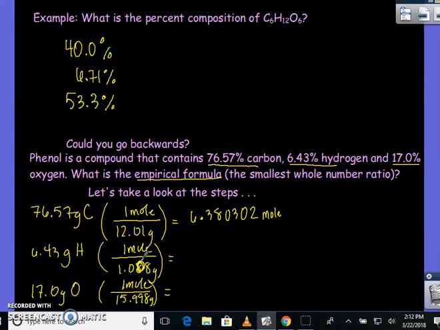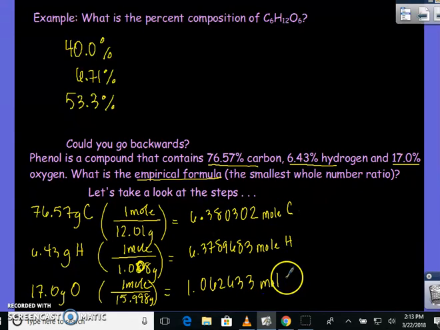All right, so 6.43 divided by 1.008, and I get 6.3789683 moles. And then I get 17.0 divided by 15.998, and I get a whopping 1.06263 moles. And of course this is carbon, hydrogen, and oxygen.